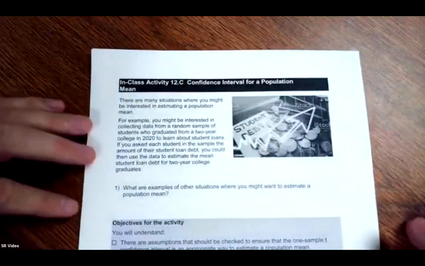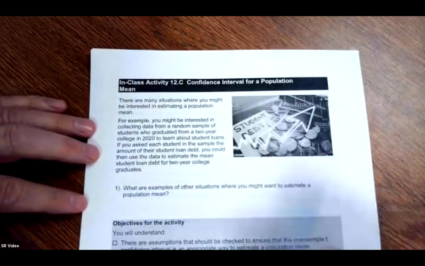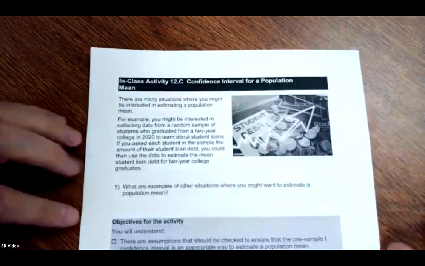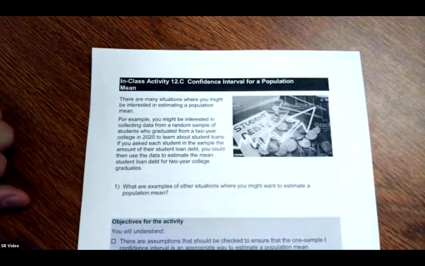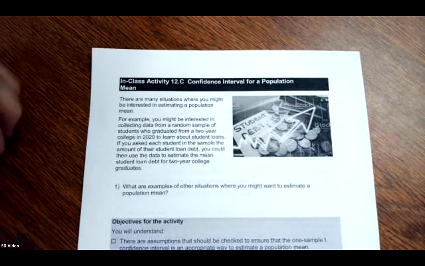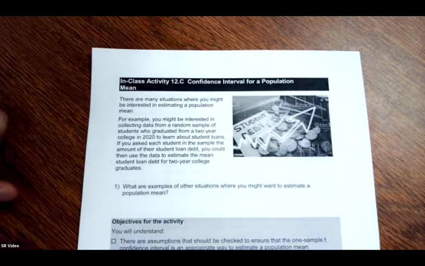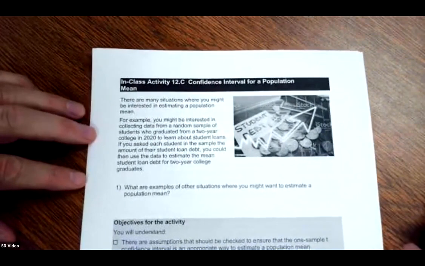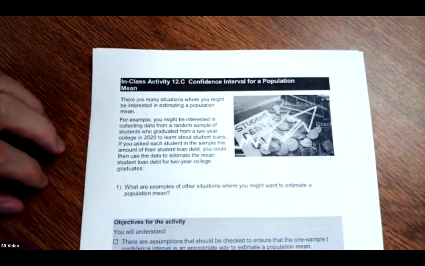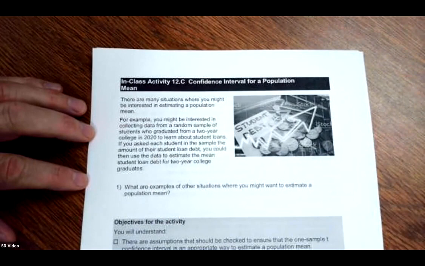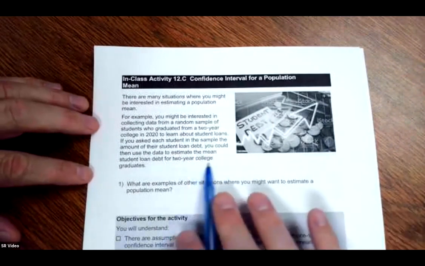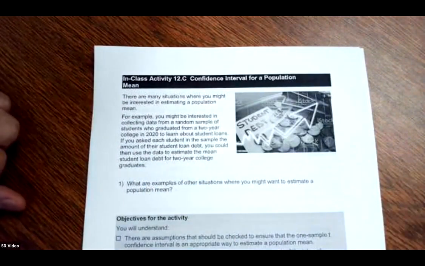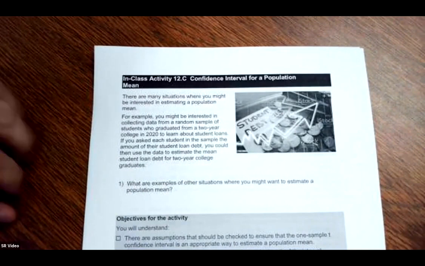Hi, everyone. So this is Statistical Reasoning in-class activity, lesson 12C, confidence intervals for a population mean. So there are many situations where you might be interested in estimating a population mean. Remember, that means average. For example, you might be interested in collecting data from a random sample of students who graduated from a two-year college in 2020 to learn about student loans. If you asked each student in the sample the amount of their student loan debt, you could then use the data to estimate the mean student loan debt for two-year college graduates.